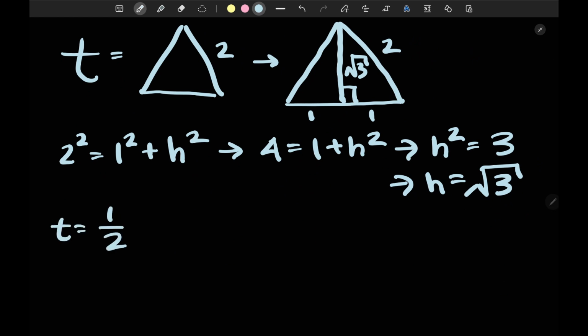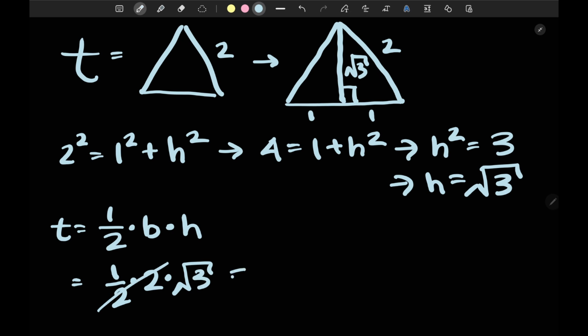is 1/2 times the base times the height. Our base is still 2. It's an equilateral triangle. And the height that we have is the square root of 3. These are going to cancel out, so we get that T is equal to the square root of 3.